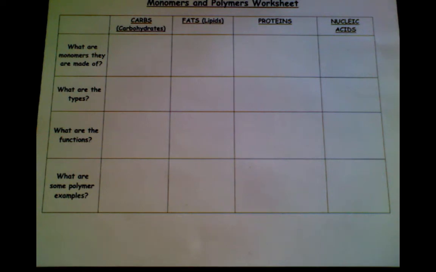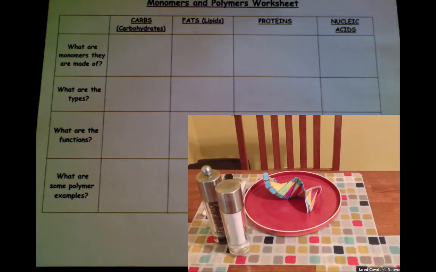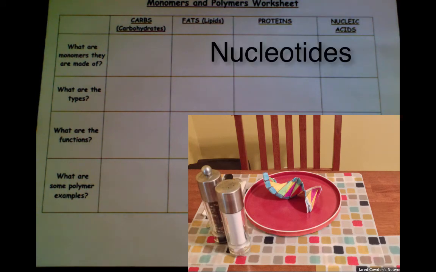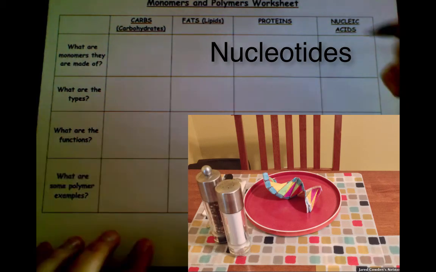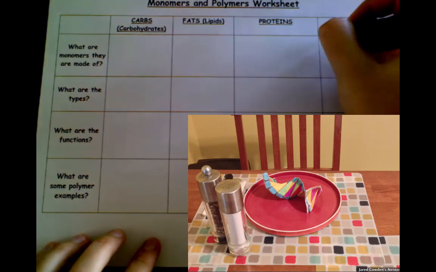The last type of natural polymer we're going to explore are nucleic acids. The monomers of nucleic acids are called nucleotides. There are 4 types of nucleotides, which we will explore in the near future, but for right now, you're just going to write the word nucleotides in the box that says what are the monomers they are made of.